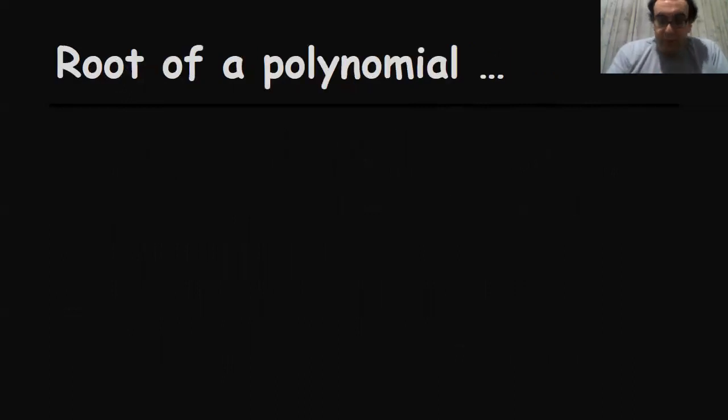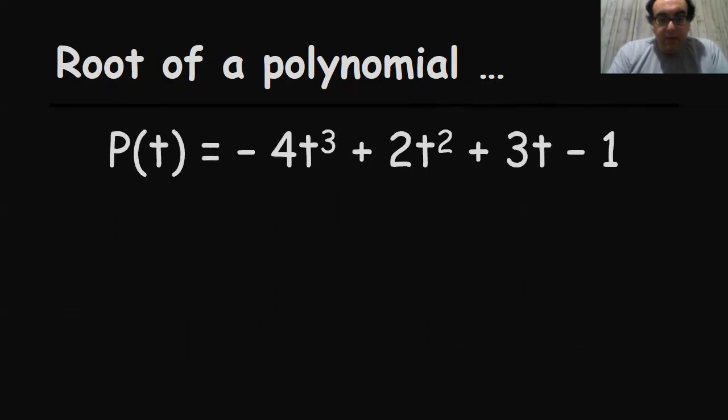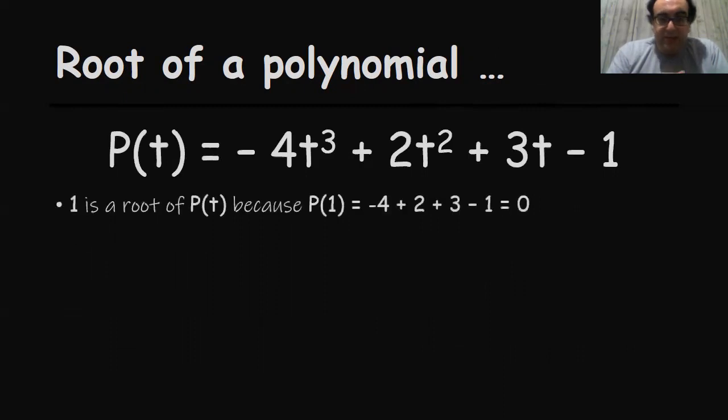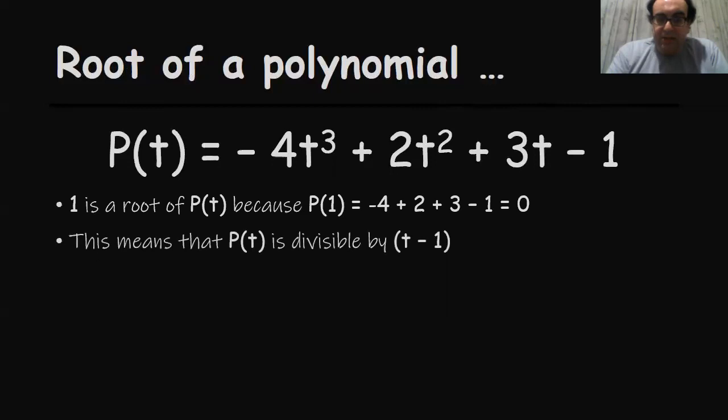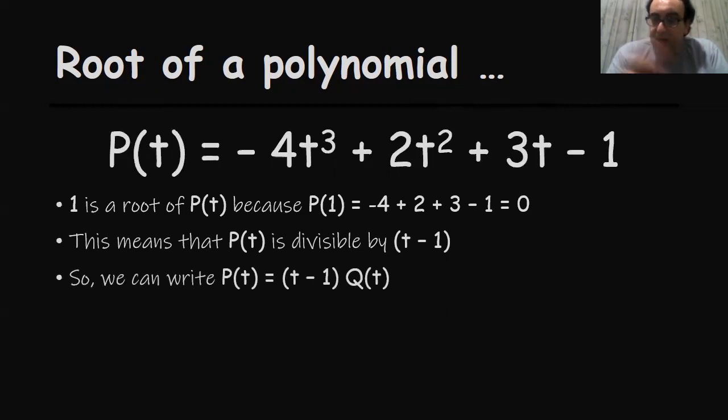Root of a polynomial. We can say that 1 is a root of p of t because p of 1, as you can see, is equal to 0. This means that p of t is divisible by t minus 1. And so we can write that p of t equals t minus 1 times another polynomial q of t.